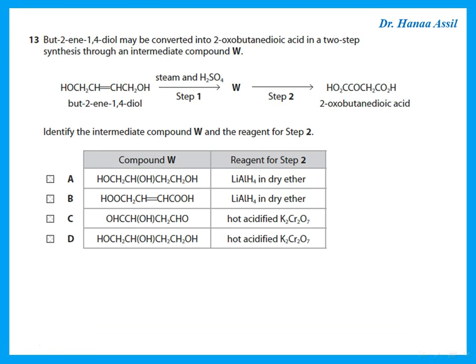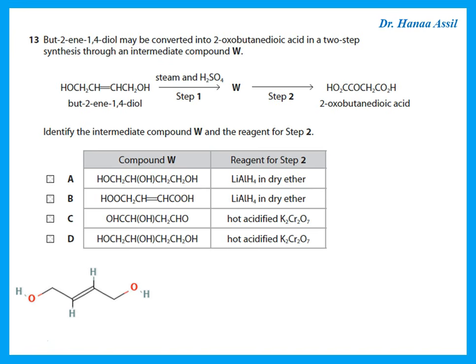Butene-1,4-diol may be converted into 2-oxobutanedioic acid in a two-step synthesis through an intermediate compound W. Identify the intermediate compound and the reagent for step 2. Okay, let's take a look at this. So the first one is butene-1,4-diol. What does that look like? It looks like this. This is the structure that he has drawn up there. So this is butene-1,4-diol.